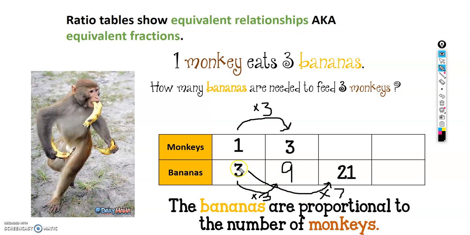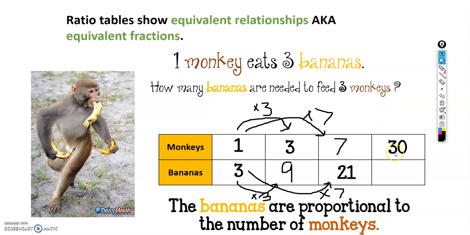Since I went from my first box to my third box, I'm going to do the same thing right here. 1 times 7 will tell me how many monkeys if I have 21 bananas. And 1 times 7 is, of course, 7. Okay.